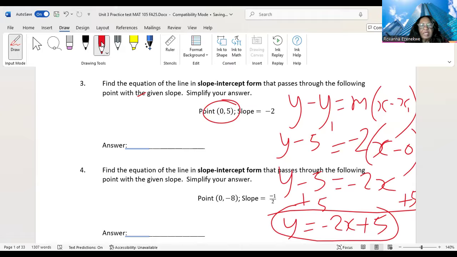So that is number 3. Is there any question with number 3? We found the equation with a slope of negative 2 and y-intercept of 5. Any question? If you do have a question, let me know. Yes, ma'am.